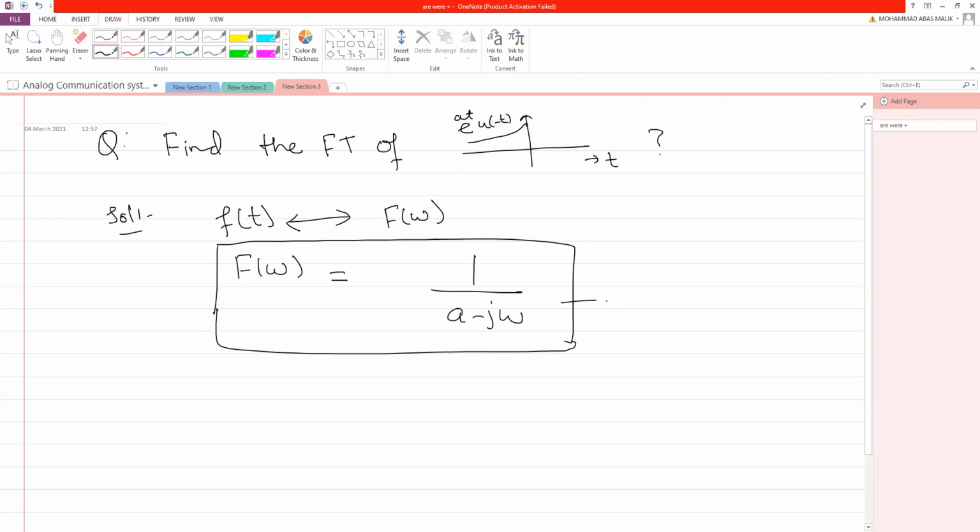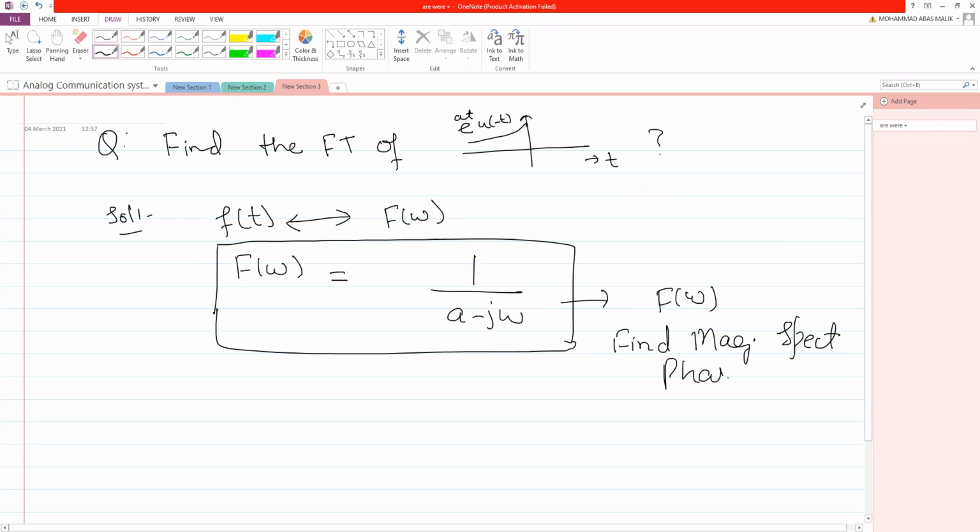Now from F of omega, you can find its magnitude spectrum as well as its phase spectrum. And obviously this is a real signal. Its magnitude spectrum will be even and its phase spectrum will be odd, as already discussed. Right.